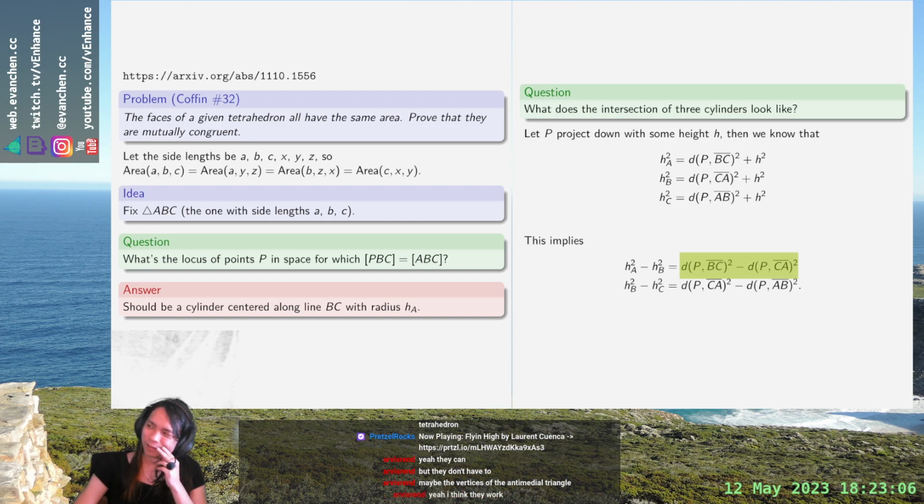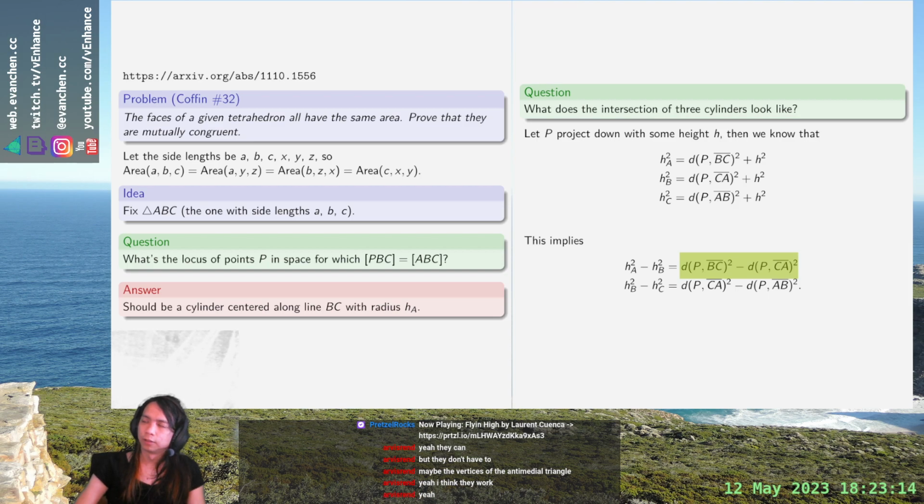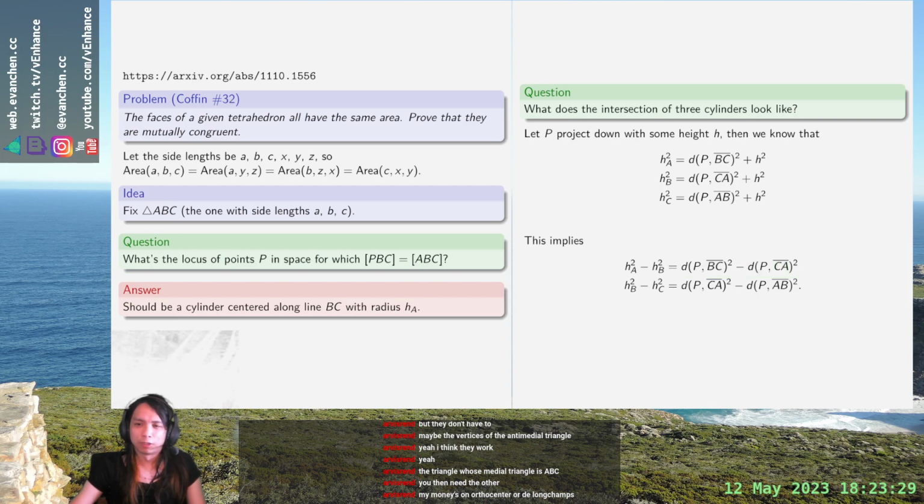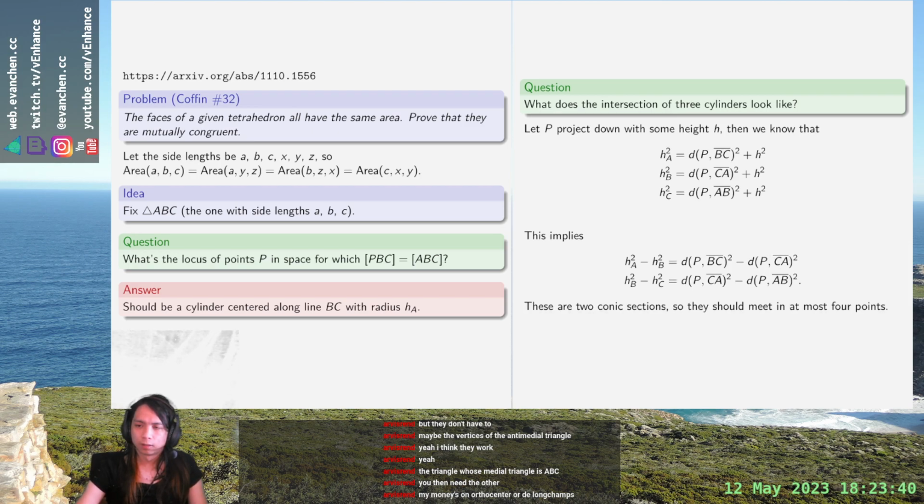Anti-medial? Oh, actually, sorry, you're right. There's four, I'm expecting one. So you might be right that the other three are just those. Wait, this is so strange. Yeah, okay, anti-medial is fine. Alright, you're right. For some reason I thought it was 2 plus 2, but it's 1 plus 3. These are two conic sections, so they should meet at most 4 points. Only three of them lie inside ABC, the others are the anti-medial.